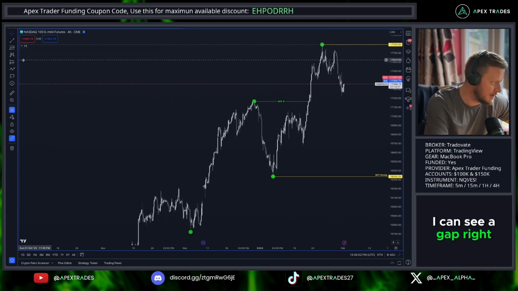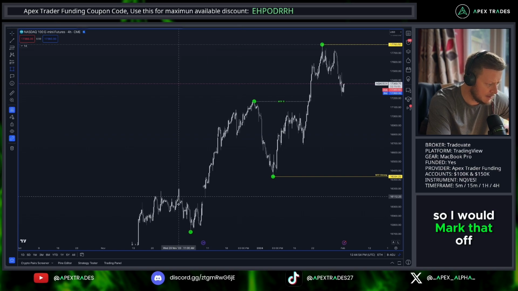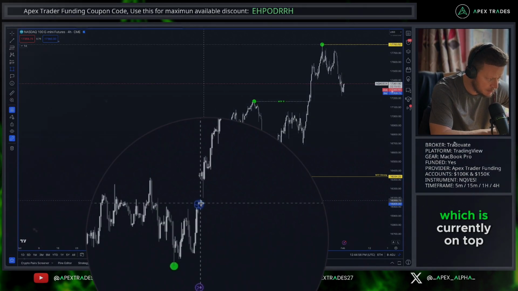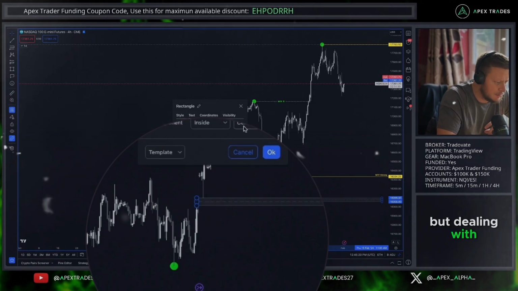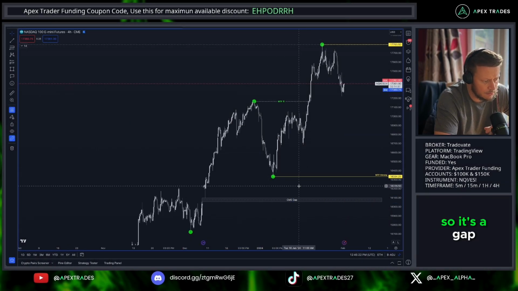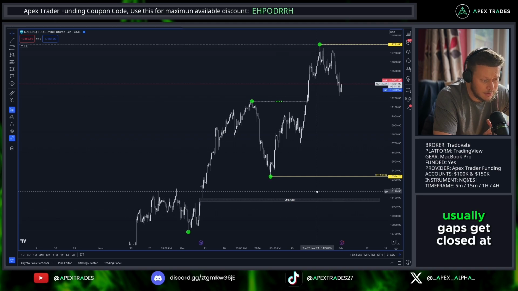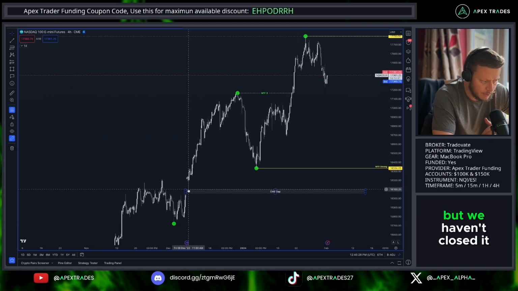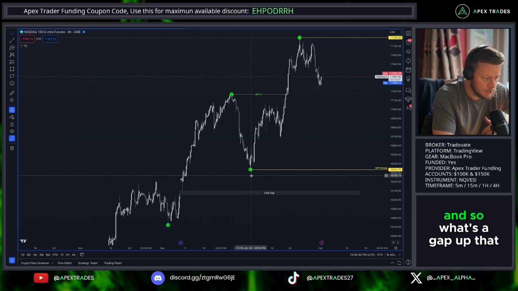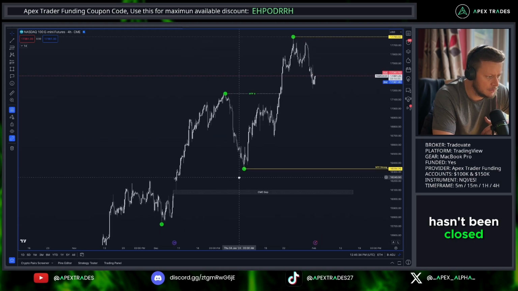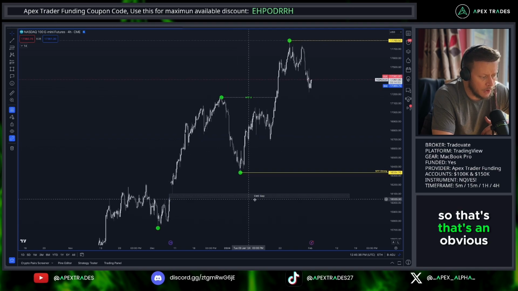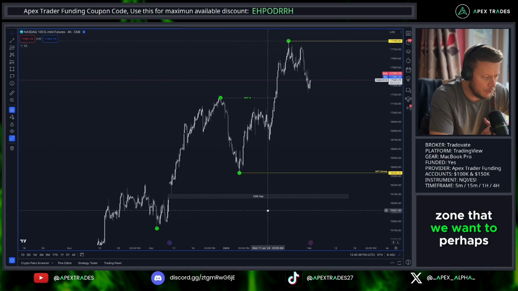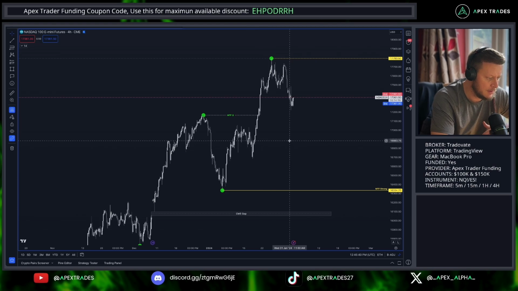Down here, I can see a gap, right? And so I would mark that off. You see this little gap here, which is currently untapped. We're dealing with futures here, right? So it's a gap. Usually gaps get closed at some point, but we haven't closed it. That means that the price has not came back to revisit that area, and so it's a gap up that hasn't been closed. So that's an obvious zone that we'd want to perhaps look into.